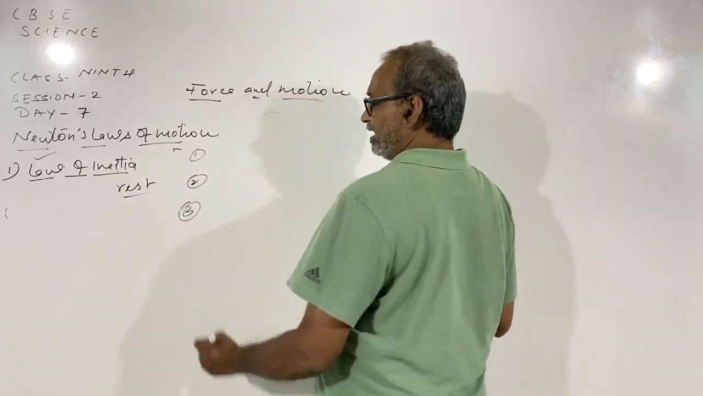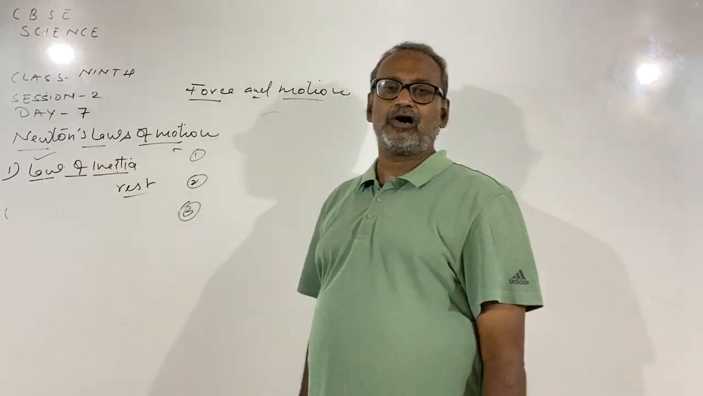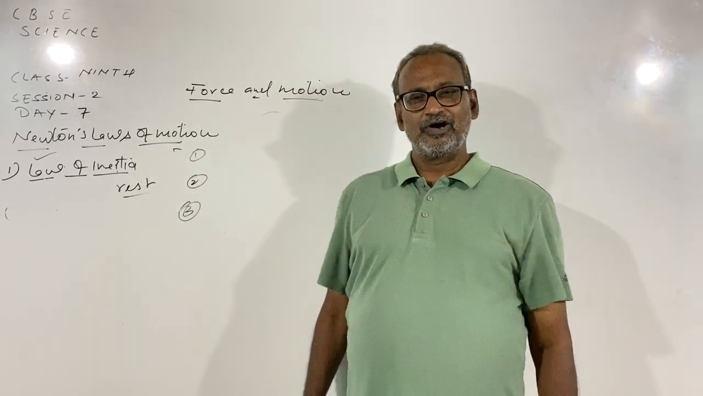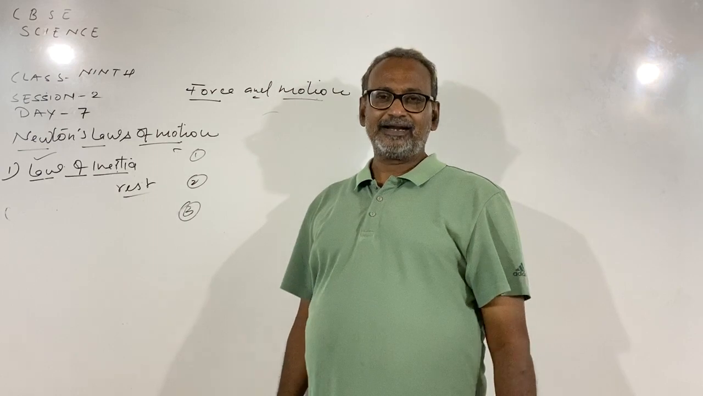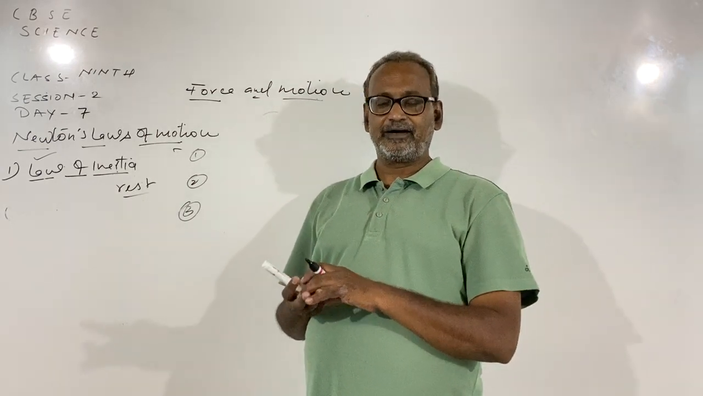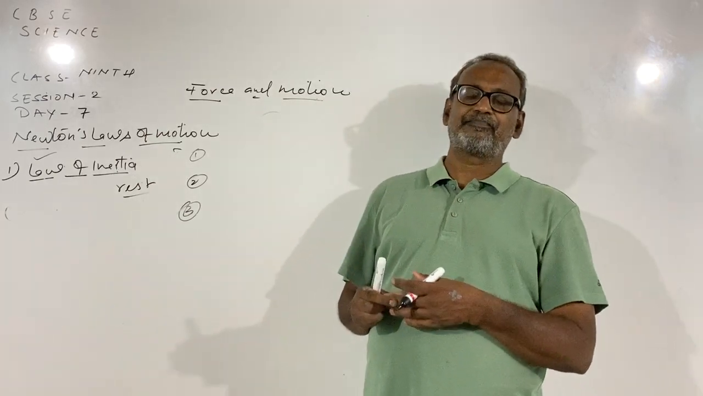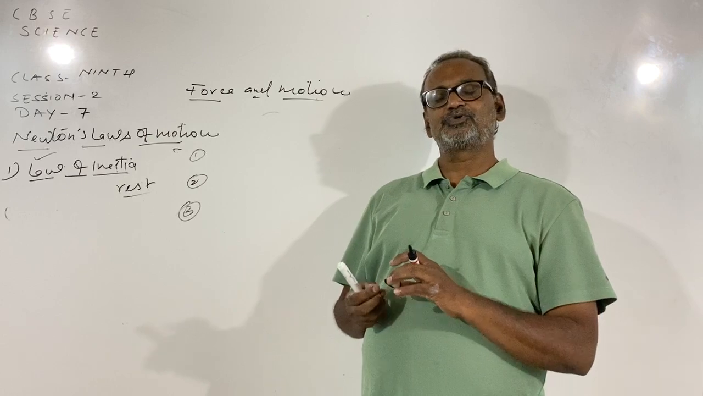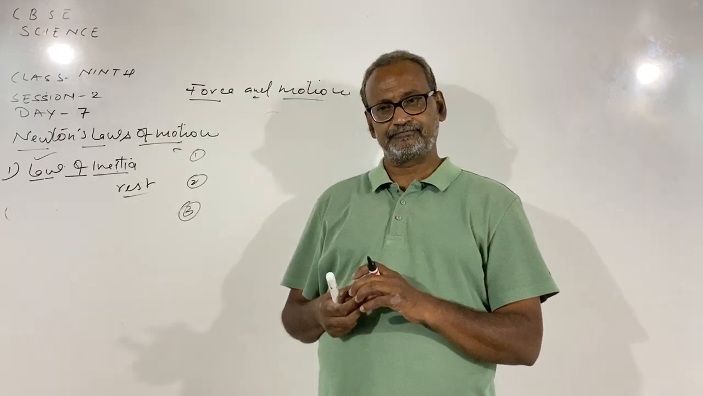When a blanket or a carpet is jerked or it is hit with a stick, dust flies off. अगर किसी कारपेट को या ब्लैंकेट को आप लकड़ी से पीटते हैं या उसको जर्क करते हैं, झटके देते हैं, तो उसमें से धूल अलग हो जाती है.